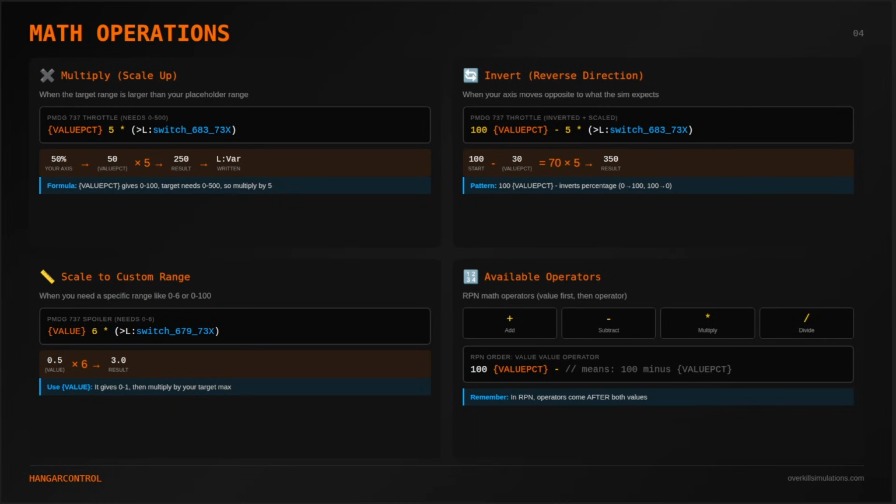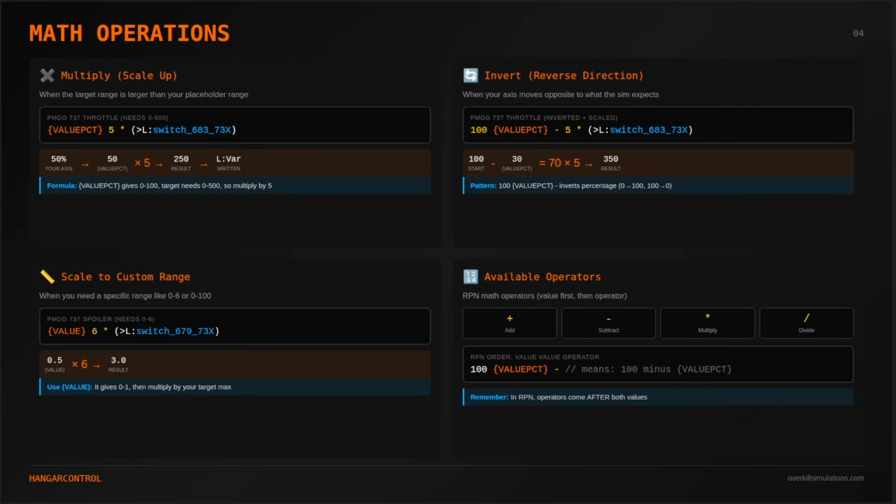Okay? Now, but what if when I tested this, the throttle moved backwards? Full forward on my physical throttle meant idle in the sim. So essentially our axis needed to be inverted. This is just as easy. To invert, the only thing we're going to do is put a minus sign in front of the value. We are identifying the value now as a negative versus a positive.